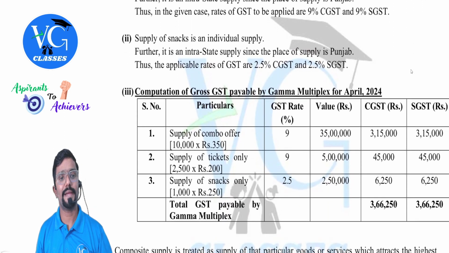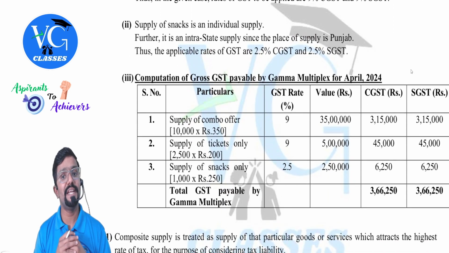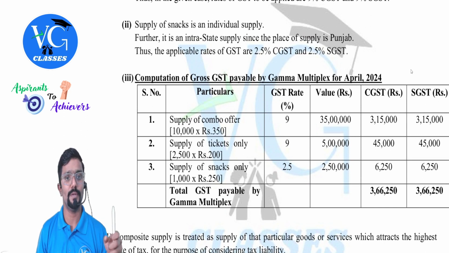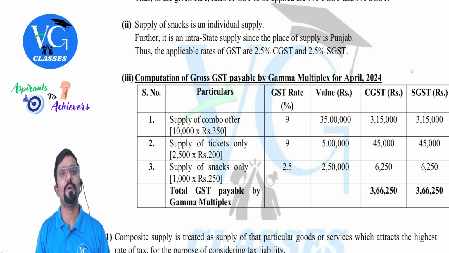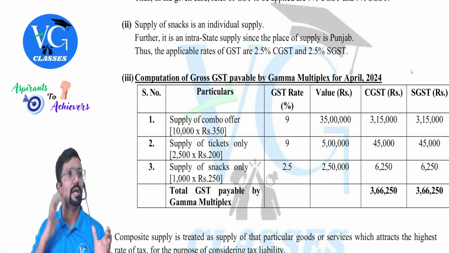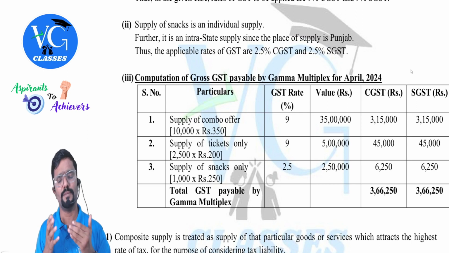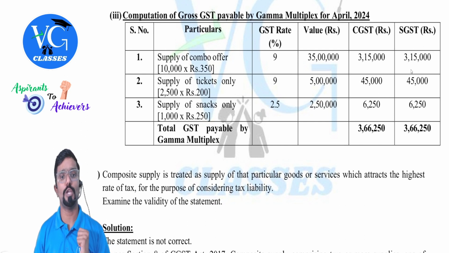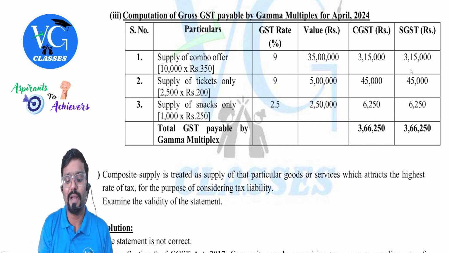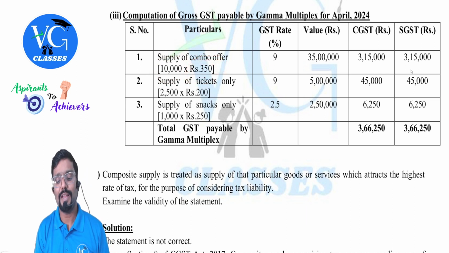Second one. Supply of snacks is an individual supply. Further, it is an intrastate supply since the place of supply is Punjab. Thus, the applicable rates of GST are 2.5% CGST, 2.5% SGST. Even this is intrastate. Clear? Because location of supplier and place of supply are both in Punjab only. Okay, sir. Last one. They asked us to calculate total value. Guys, how much combo offer has been supplied? 10,000. What is the price of each combo offer? 350. So total value comes to 35 lakh. On that, what is the GST rate?